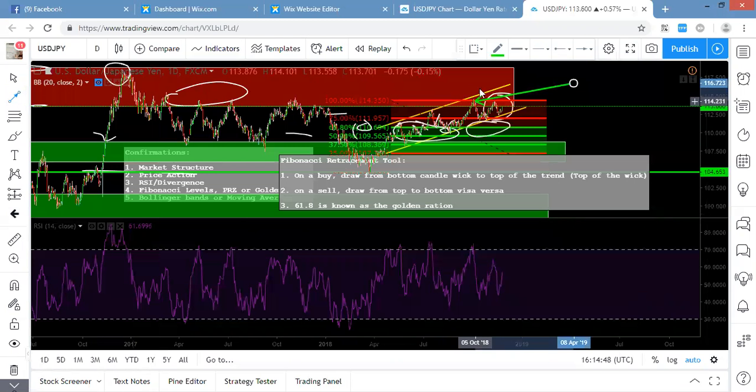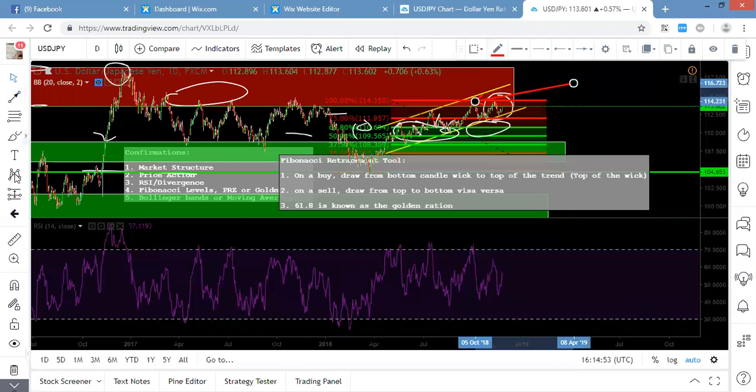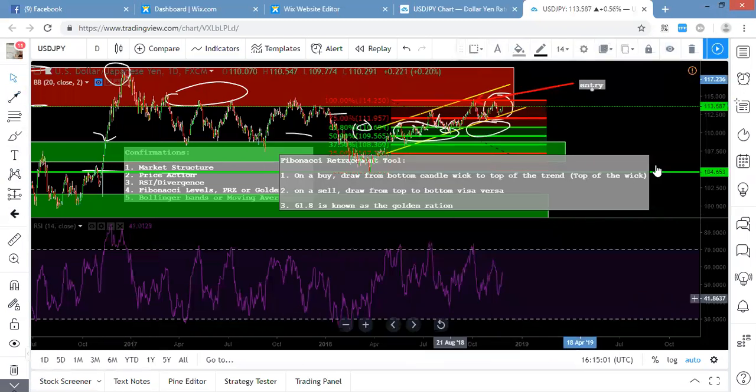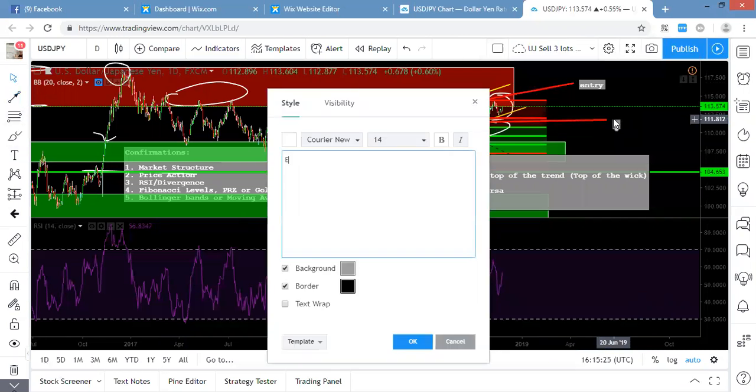And I'll draw it in red because it was a sell. Right there was my entry. And right here was my exit, right? Right at the 75 or where it touched the bottom trend line. So that's your exit, or your take profit.